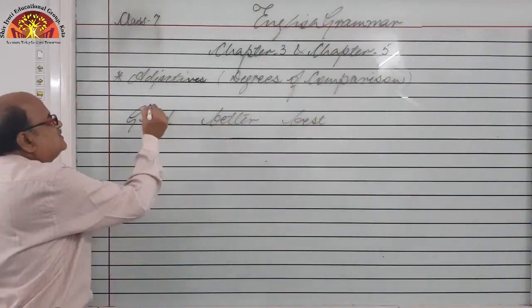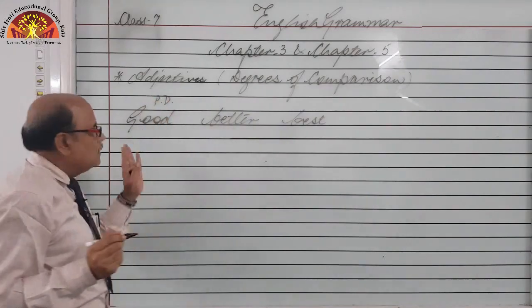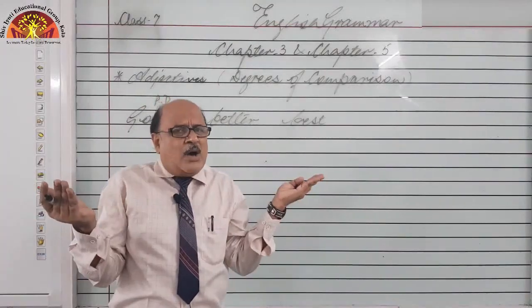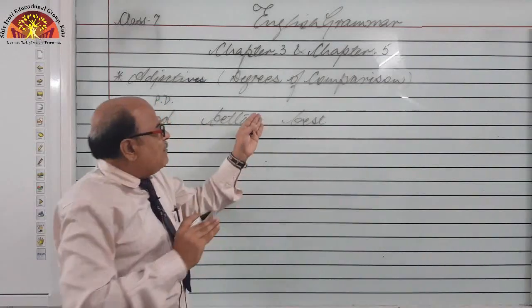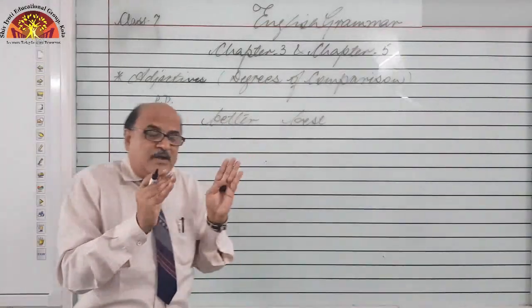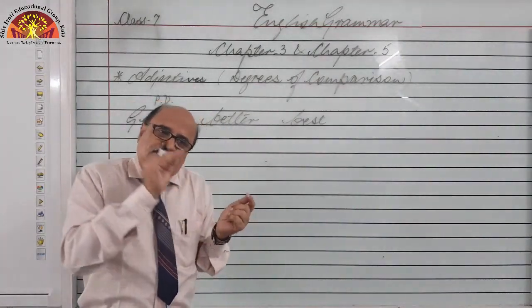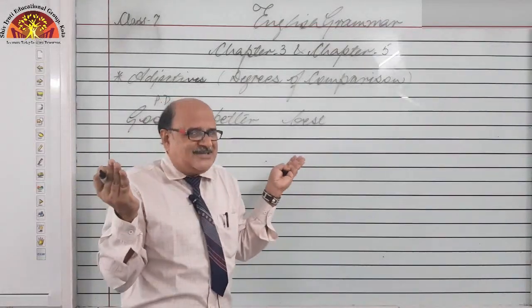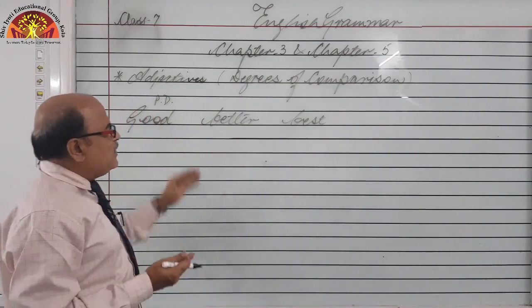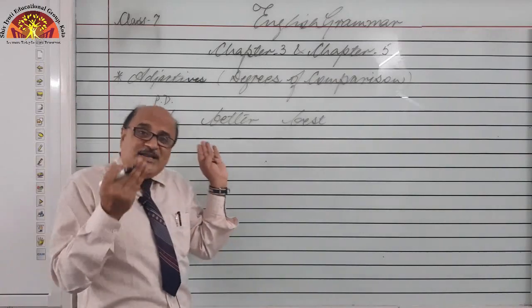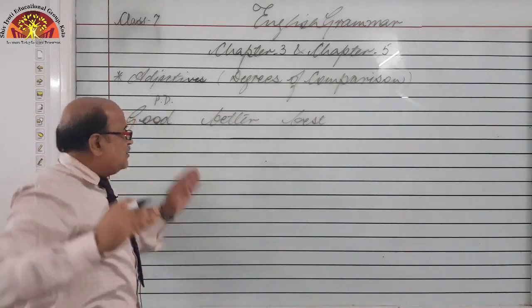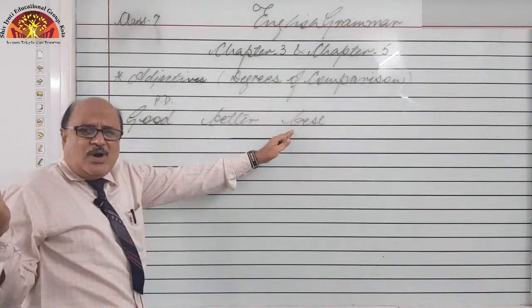Good, better, best. You can see this is positive degree. You know, degrees of comparison means we are making a comparison between 2 or more than 2 nouns. So whenever we are using this kind of comparison regarding their qualities, at least 2 nouns are required, 3 nouns or more than 3 also can be there. This is known as degrees of comparison, means level of comparison. Somebody is good, somebody may be better and somebody may be best in quality.